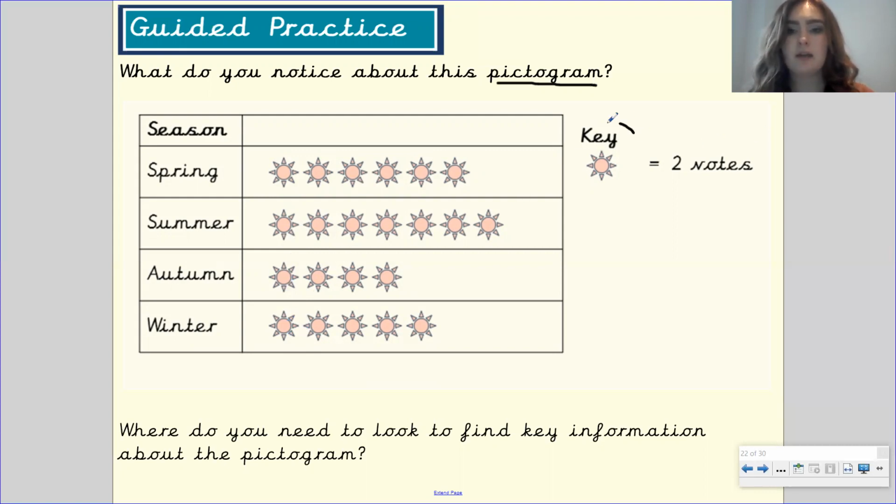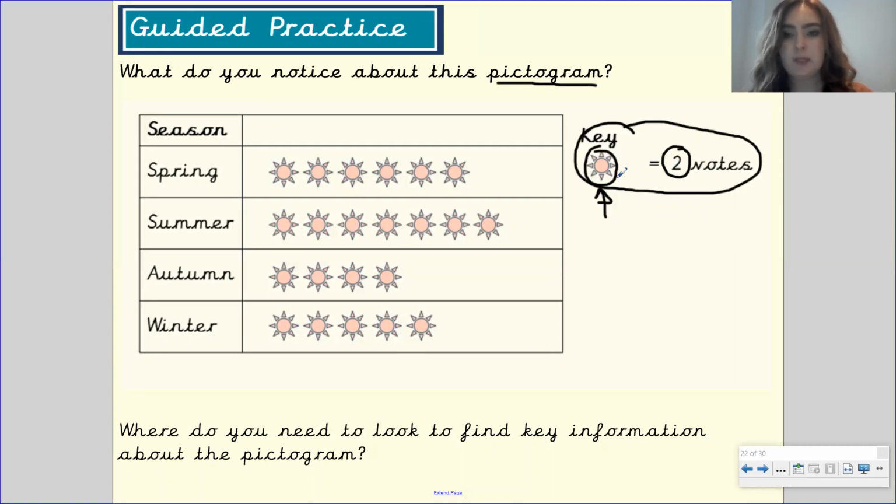Well done if you said the key. The key is really important because it tells us what the pictures represent. So we know that for every 1 sun we see, it's worth 2 votes. So by looking at that word votes, it probably means that this pictogram is about people's favorite weather. So let's go through and work out how many people chose spring, summer, and autumn. So if we know that for every 1 sun, it means 2 votes, then we've got 1, 2, 3, 4, 5, 6. 6 times 2 is 12. So 12 people chose spring.